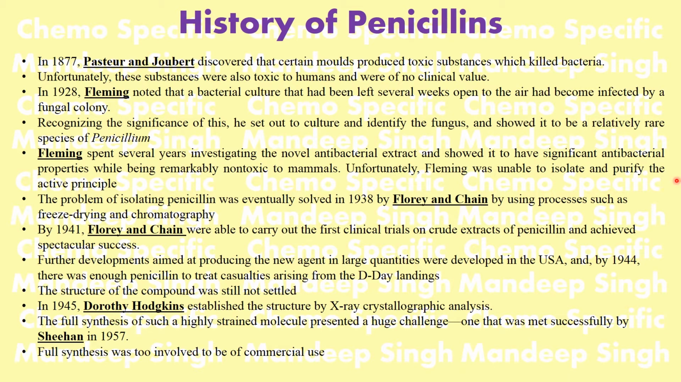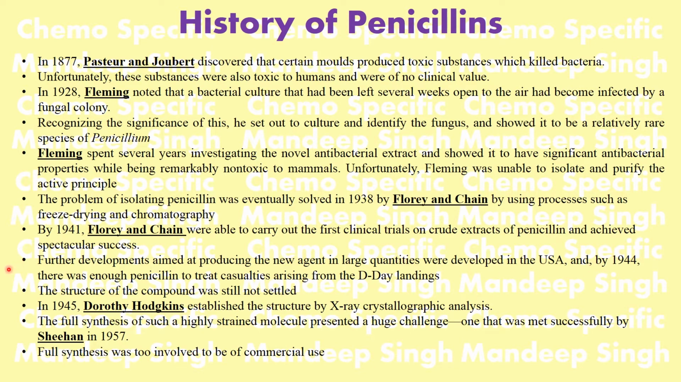But the unfortunate part was that he was not able to isolate and purify the actual ingredient responsible for the activity. The problem of isolation of penicillin was solved in 1938 by Florey and Chain, and they used processes like freeze drying and chromatography. By 1941, Florey and Chain were able to make enough crude extract of penicillin to carry out the first clinical trials, and further developments in the process were made in the United States.